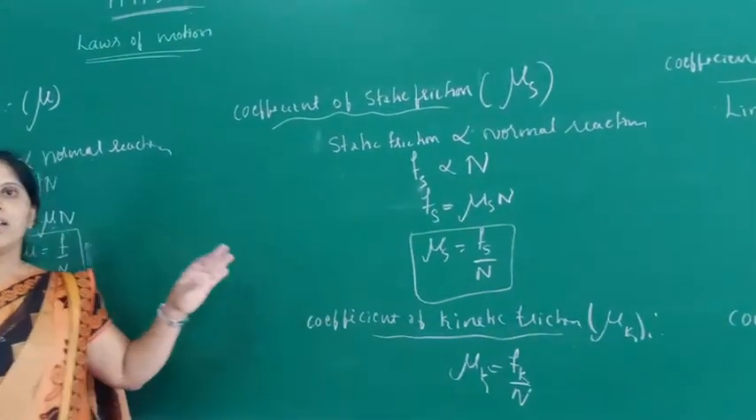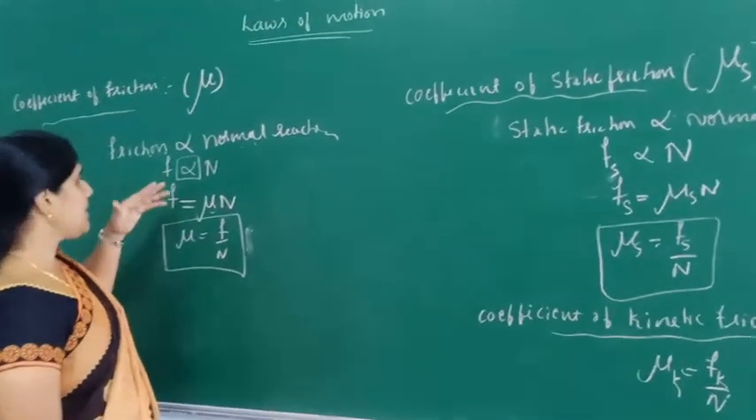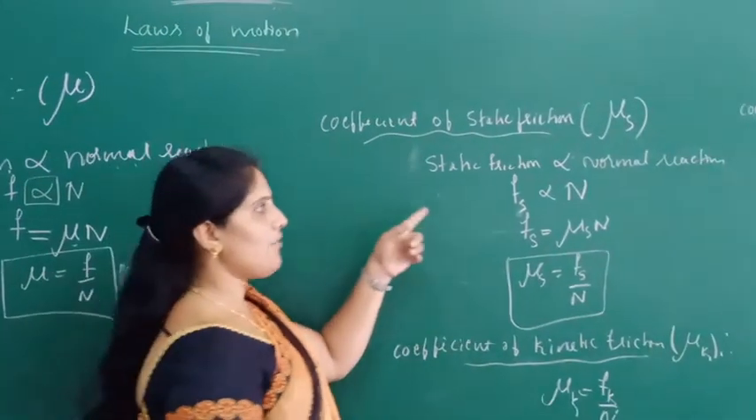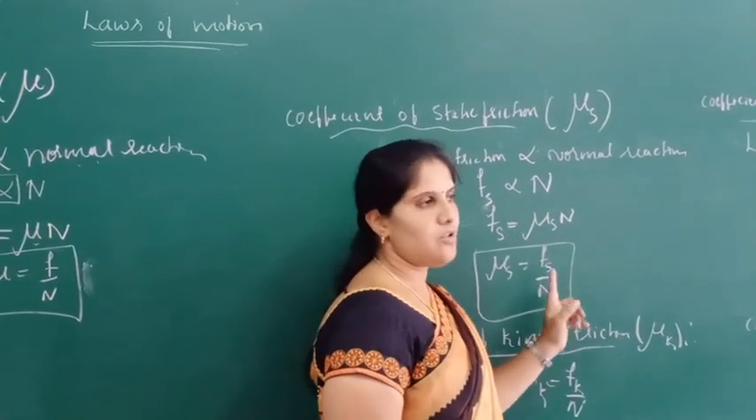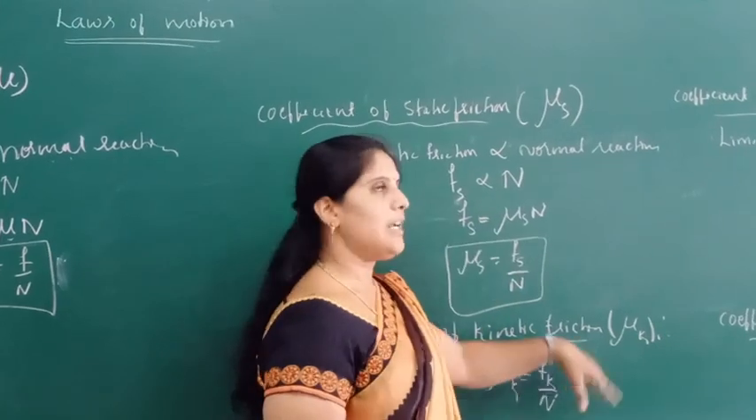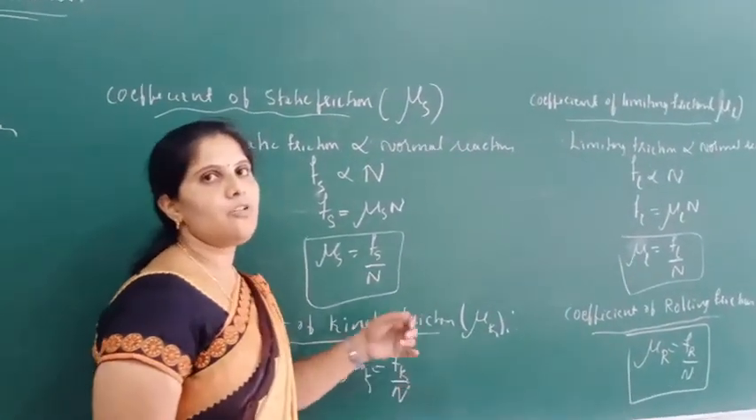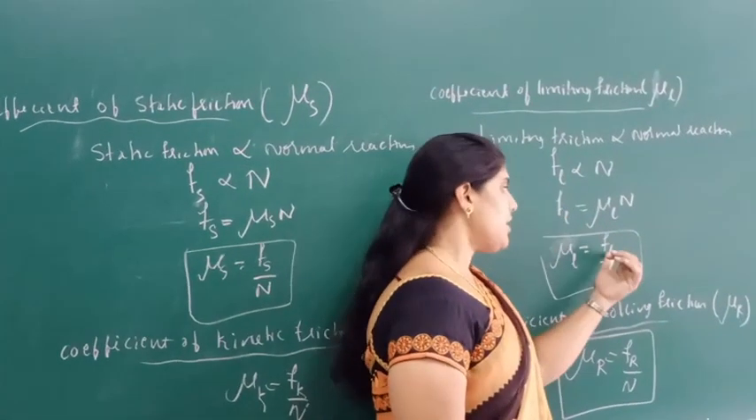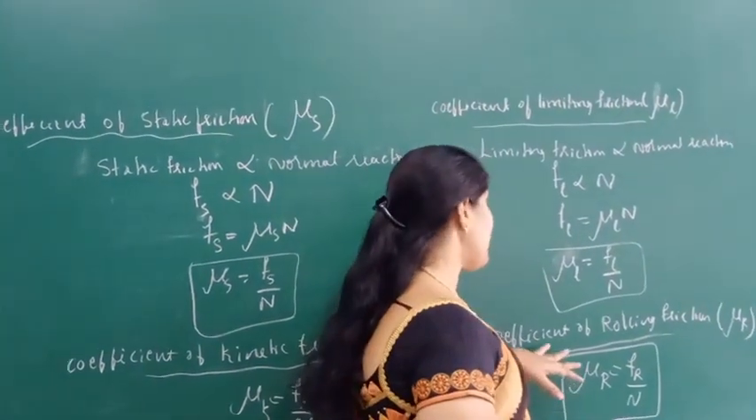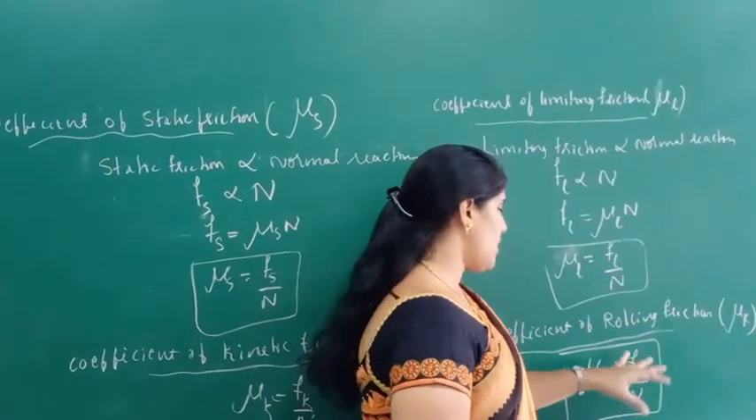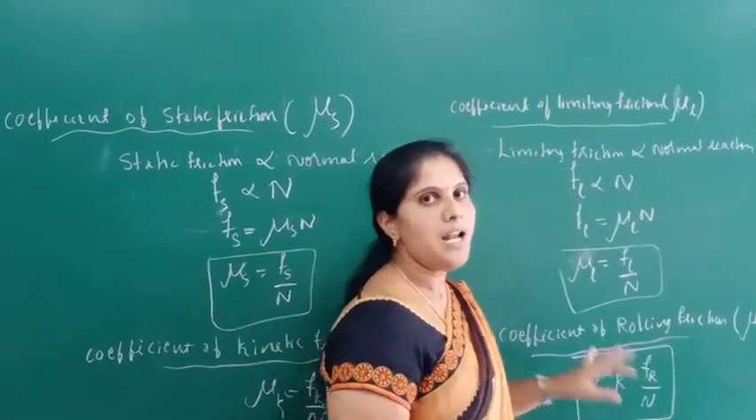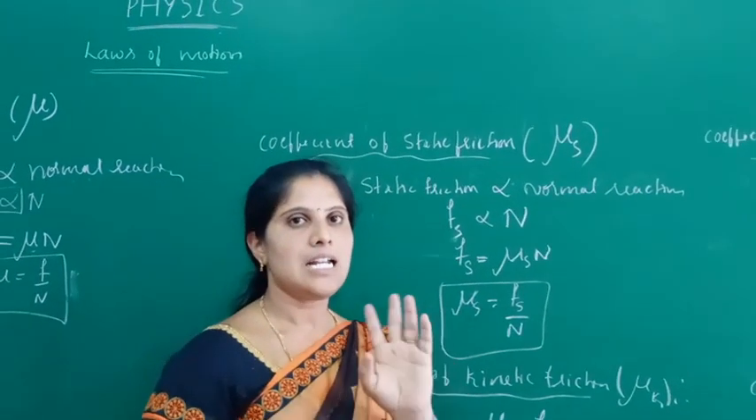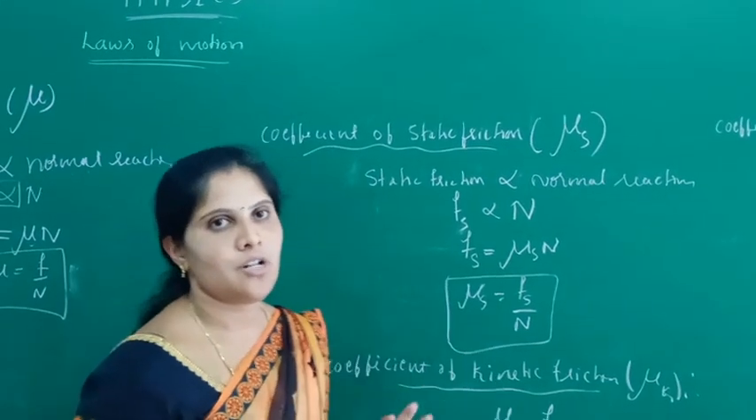So generally, coefficient of friction is the ratio of friction to the normal reaction. Coefficient of static friction is the ratio of static friction to the normal reaction. Coefficient of kinetic friction is the ratio of kinetic friction to the normal reaction. Coefficient of limiting friction is the ratio of limiting friction to the normal reaction. And finally, coefficient of rolling friction is the ratio of rolling friction to the normal reaction. So note this, coefficient of friction doesn't have any unit or dimension formula.